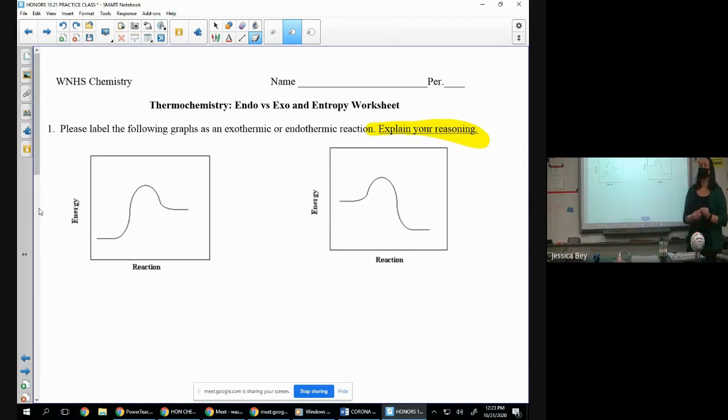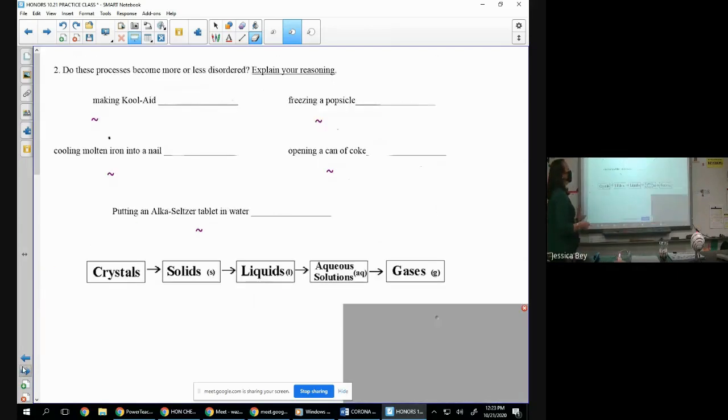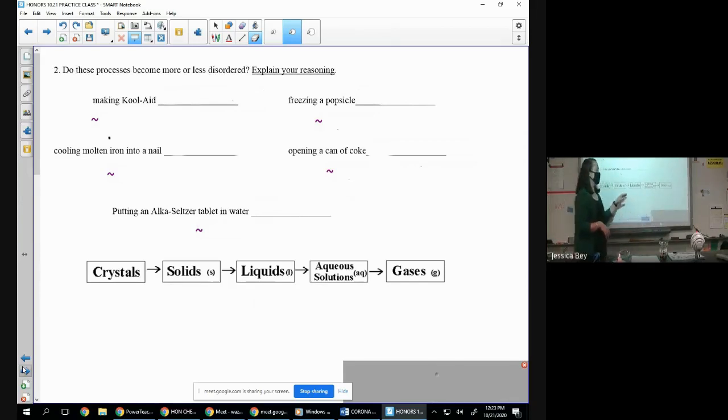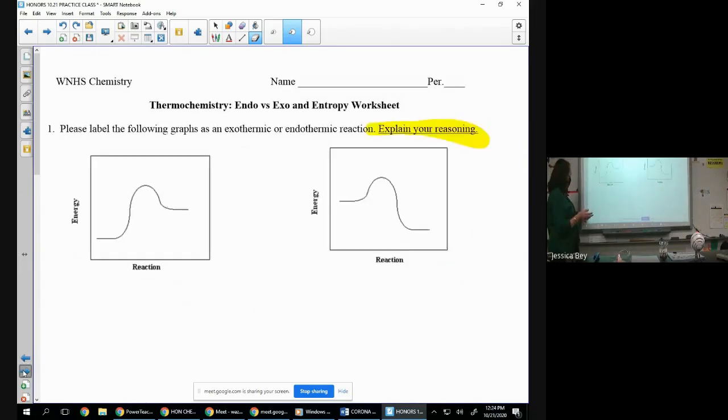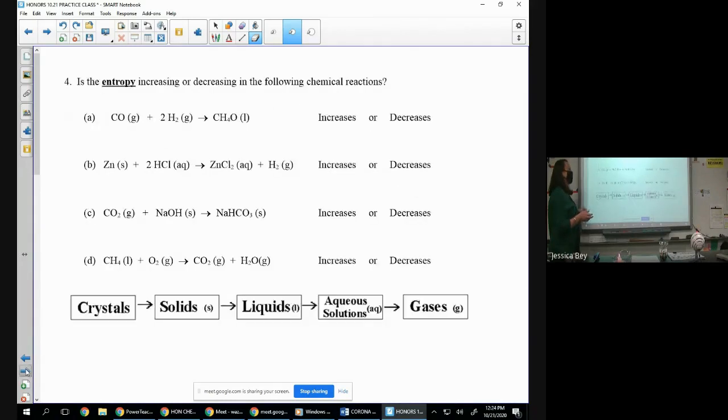I would like for you to do the front. I'm going to give you 5 minutes. I love talking, so I have a really hard time giving you time to just work by yourself because I never get to see anybody and I just love to talk. I'm going to ask that you identify if these are endo or exothermic. I'll leave this up here so you can see, or you probably have your notes on you. Is it becoming more disordered or less disordered? Going through, talking about each one, we can have a conversation about them. Then you're going to talk a little bit more about entropy.